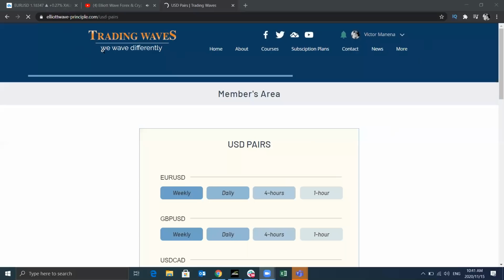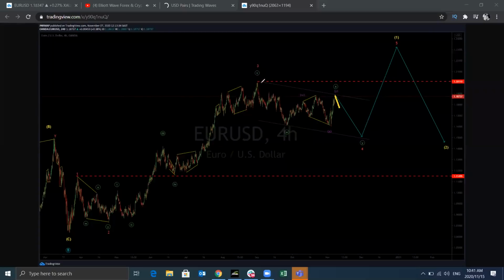This was posted for members on the 7th. We've already started this drop. It's not really gone anywhere, but the expectation as detailed last week was this: we're looking for 3 waves down, 3 waves up, and another 3 waves to the downside. So this is how Euro is playing out so far. We've made a slight move to the downside, has not really gone anywhere. As you've seen, this is where we are.